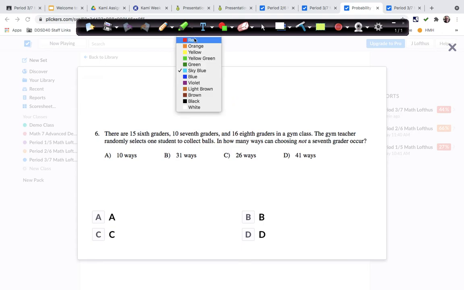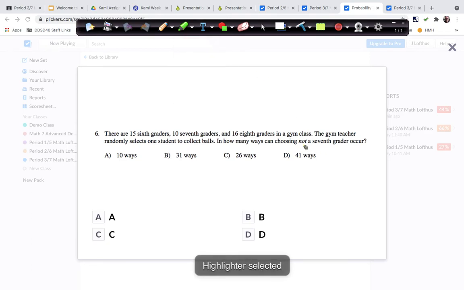So I'm going to highlight a couple things here. You can even pause and try this one on your own if you want, but this is really important: not a seventh grader. So I'm going to highlight what's not a seventh grader. 15 sixth graders and 16 eighth graders, those are not. And so that's what I'm looking for. So that is 15 plus 16, and that's 31. And that is the answer B on that one.